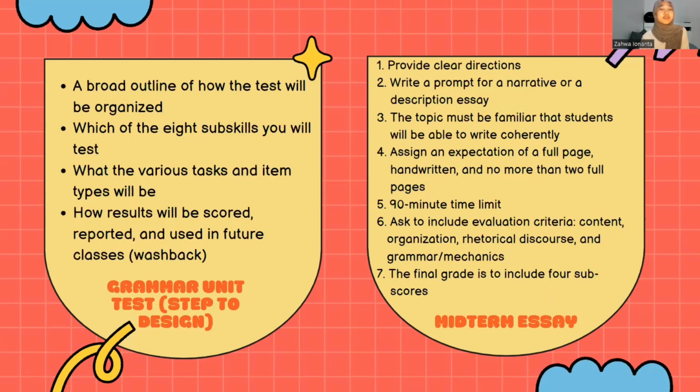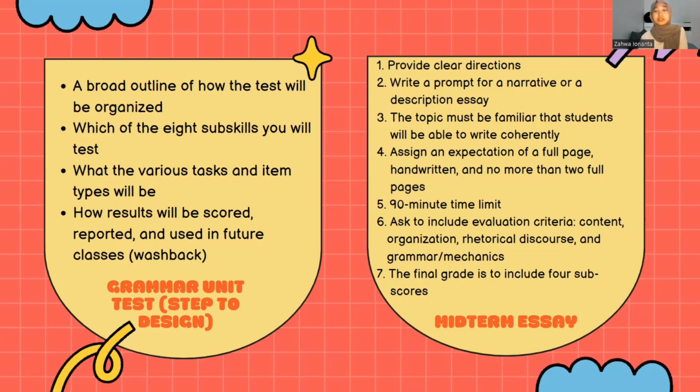And then the next is the grammar unit test. These are the steps to design it. The first step is a broad outline of how the test will be organized. And the second is which of the 8 sub-skills you will test. And then the next is what the various tasks and item types will be, and how results will be scored, reported, and used in future classes.